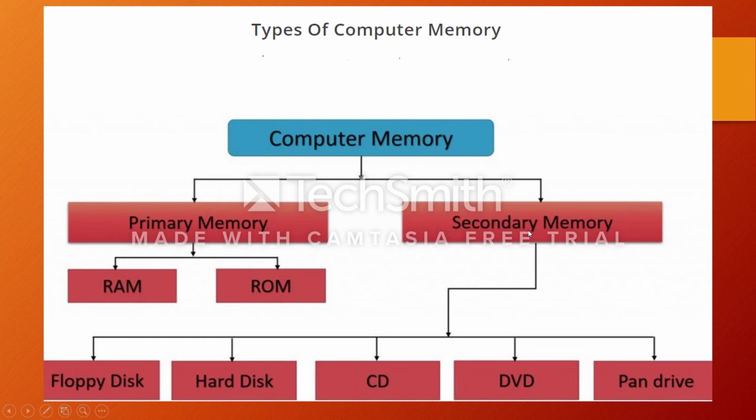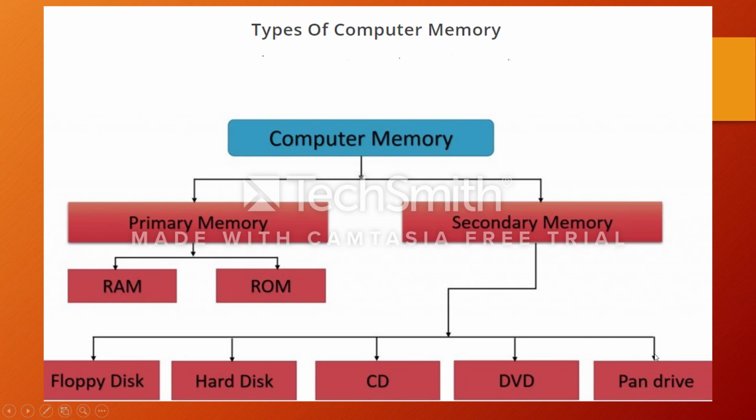Okay, now for the secondary devices, children, this is where the data and programs are kept for a longer time, and it consists of the storage devices that store the data on which we work on the computer system. Whatever data we work on can be stored in these different secondary devices like floppy disk, hard disk, CD, DVD, and pen drives.